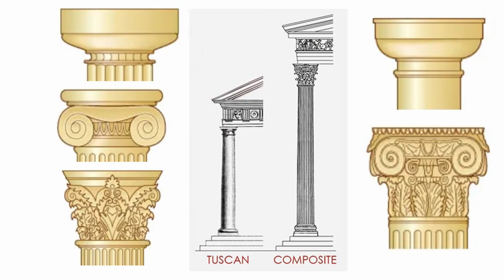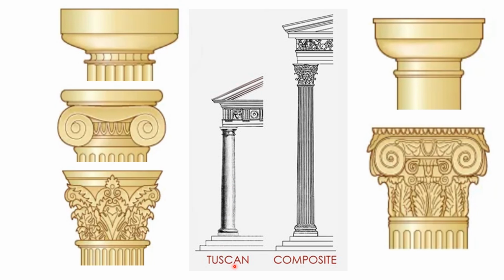Of course, the Romans being Romans, they had to create their own two orders. So we have the Tuscan here and the Composite, which are shown with their capitals on the right-hand side. And then we have the Greek, which I have been talking about before, on the left.